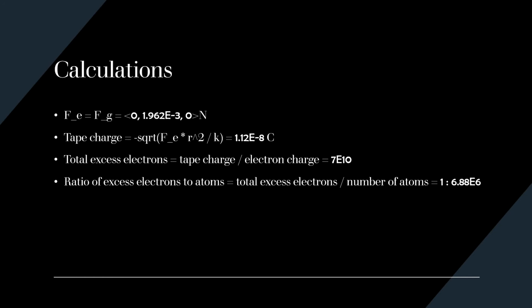For the calculations, we assume the electric force is equal to the gravity force, and we use Coulomb's law to calculate the tape charge. Then we use the tape charge calculated and the electron charge to calculate the total excess electrons. And lastly, we use the total excess electrons calculated and the number of atoms to calculate the ratio of excess electrons to atoms.